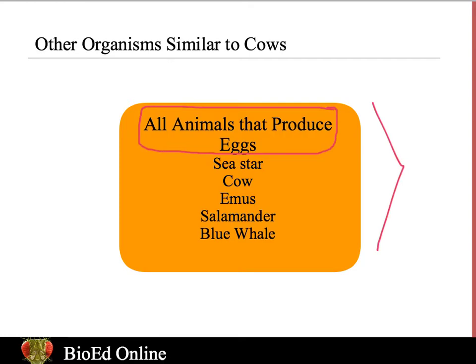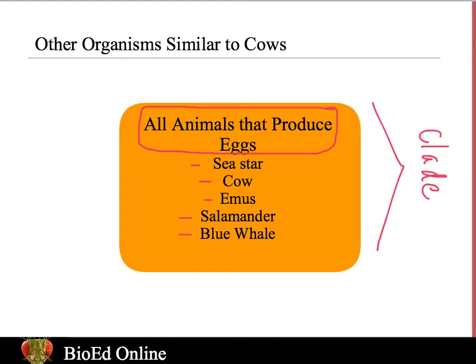So this is a clade, a group of organisms that share the same anatomical similarity with some other organisms. So we've got the sea star, the cow, emus, which are big flightless birds, kind of like ostriches, salamanders, and the blue whale all produce eggs. So that's the first clade.